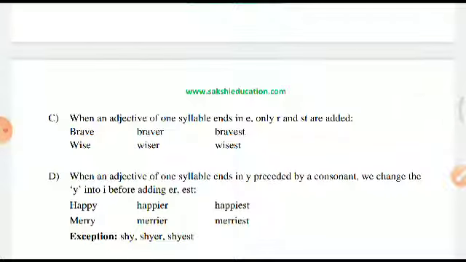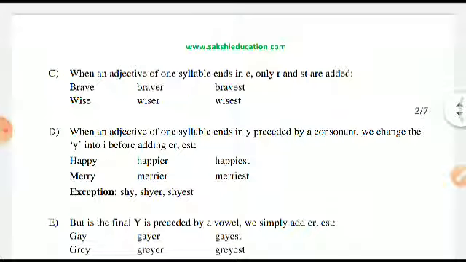Now we come to the next one. When an adjective of one syllable ends in Y, preceded by a consonant, we change Y into I before adding ER and EST. Happy. So it is ending with Y. So we replace Y with I, HAPPI, and then EST or ER is added. See, happy, happier, happiest, merry, merrier, and merriest. There is one exception, shy, shyer, and shyest.